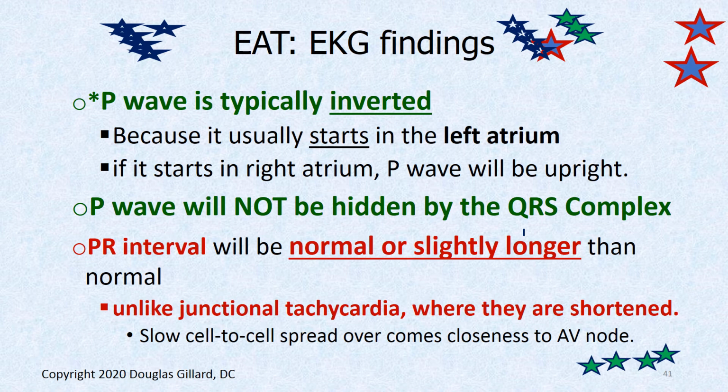And the patient will not, the P wave will always be present. It's not going to be hidden by the QRS complex ever. In fact, the PR interval could be even a little longer than normal if it comes way away from the AV node.